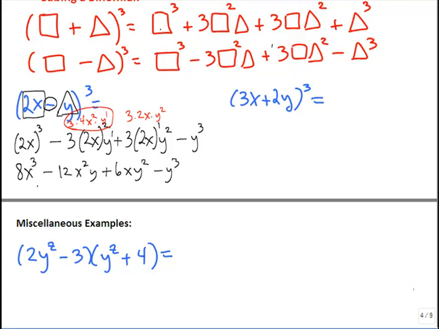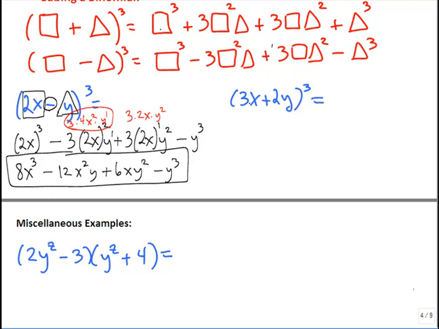So just double checking my powers, notice that I start with an x cubed, goes down to an x squared, an x, and then no x's. And then for the y's, no y's, 1 y, 2 y's, 3 y's. So my x's are going down, my y's are going up, so it looks good. So here's my final answer.